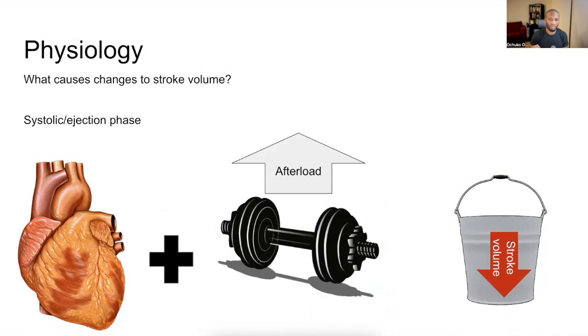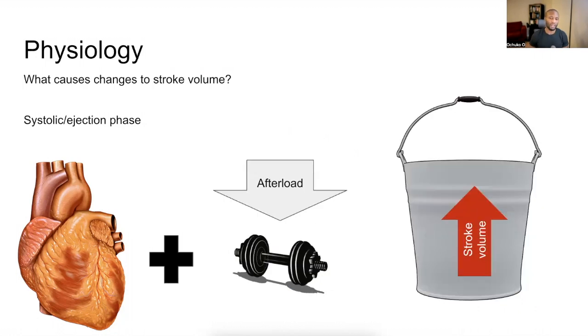And the relationship here is going to be opposite to what we saw with preload. Here with afterload, what we're seeing is a decrease in stroke volume as afterload increases. So with increased resistance, the left ventricle runs the risk of pumping less blood. And conversely, low afterload will allow for increased stroke volume.